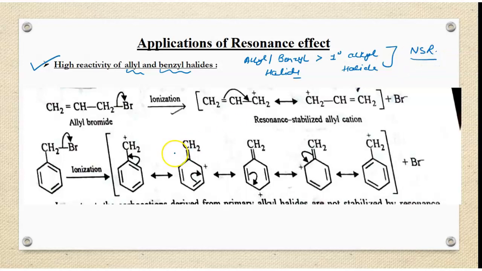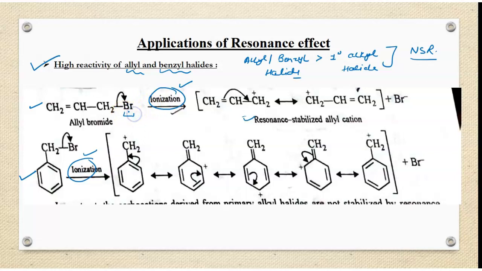Now, why is it happening? This is due to the reason that both your allyl as well as benzyl halide are readily undergoing ionization. And upon ionization, they result in the formation of these resonance stabilized allyl as well as benzyl cations. You can see over here. तो आप देख सकते हो allyl bromide के केस में क्या हो रहा है.